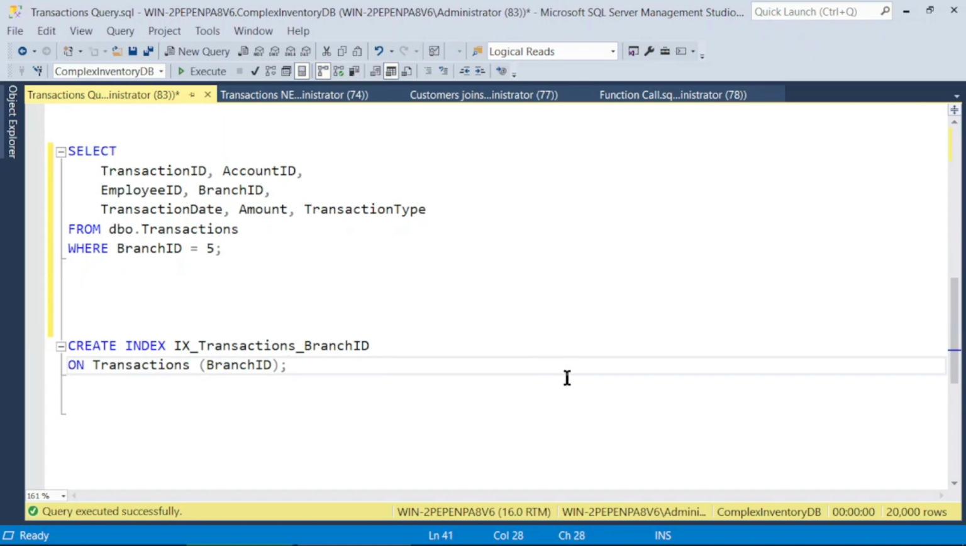If you follow these steps every time, you will quickly become much better at identifying performance problems and writing efficient SQL queries.